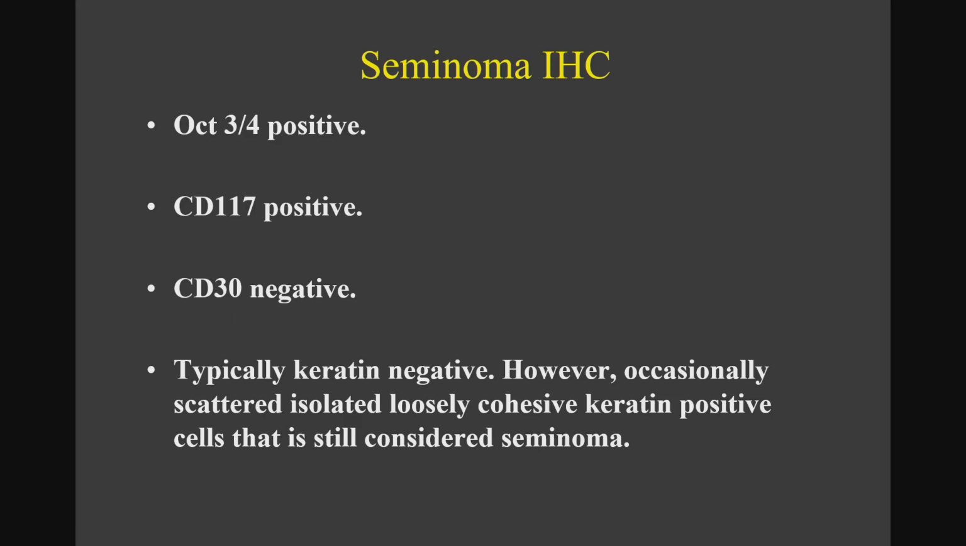Keratin, you have to be a little bit careful. Seminomas are typically keratin negative, but you can see classic regular old seminomas with scattered keratin positive cells. You still call that seminoma. And I've seen a seminoma rarely with a lot of keratin positive cells. So keratin is not as specific as compared to the CD30 and the OCT3/4. What you don't want to see in a seminoma is keratin positive clusters of cells. When you have a clustered, cohesive cluster, then you have to start questioning, could it be an early non-seminomatous germ cell tumor?